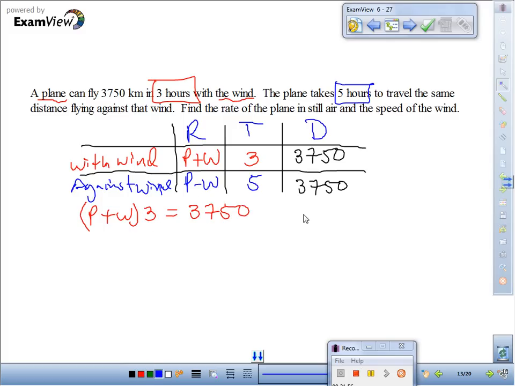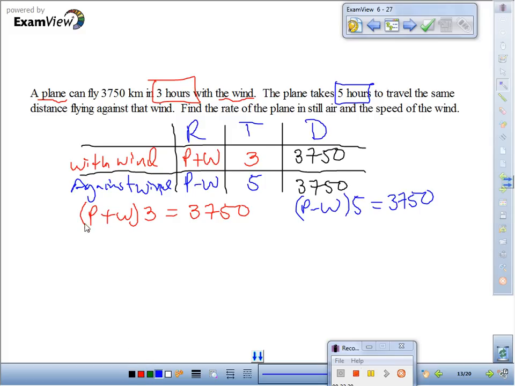The other one I'm going to write over here to the right. T minus W times 5 to indicate multiplication equals 3750. Now, the reason I wrote them side by side is so I can simplify first before I stack them and write them so that I can use elimination to solve. Remember that? So let's see. What can I do here to solve for this?